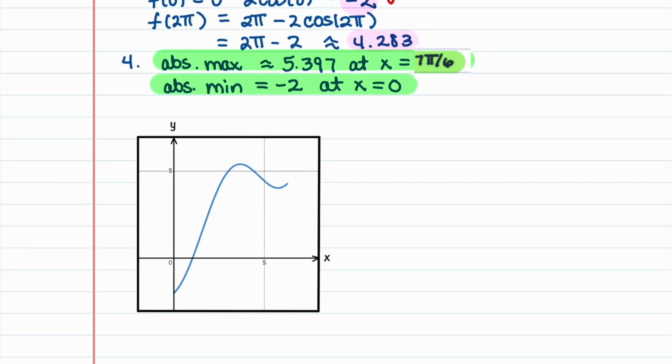Now, before we get done, I just wanted you to see the graph of this function. When x is equal to 0, we have an absolute min. And then when x is 7 pi over 6, we have an absolute max.